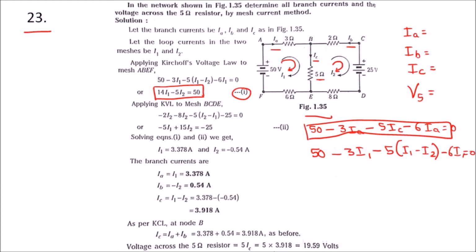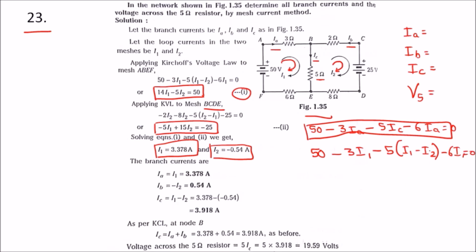And for the mesh BCDB, we will apply the Kirchhoff voltage law with loop current I2. So we will get minus 2 I2 minus 8 I2 minus 5 times (I2 minus I1) minus 25. Once we simplify this, we will get equation number 2. Solving equations 1 and 2, we will get I1 and I2. Once we get I1 and I2, we can easily find IA, IB and IC.